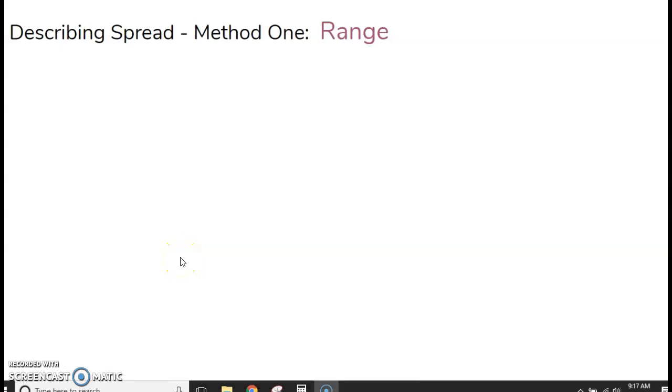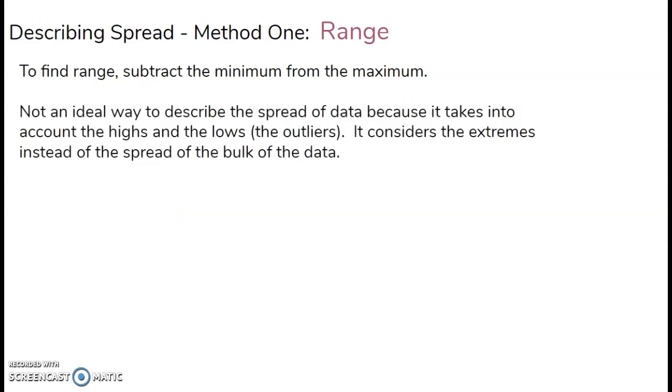The first method for describing spread is range. We already know how to find range. You take the minimum and subtract it from the maximum. It's not an ideal way to describe the spread of the data because it takes into account the highs and the lows, or the outliers. So it's really best used when there are no outliers. It considers the extremes instead of the spread of the bulk of the data.